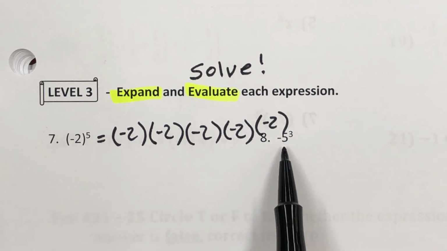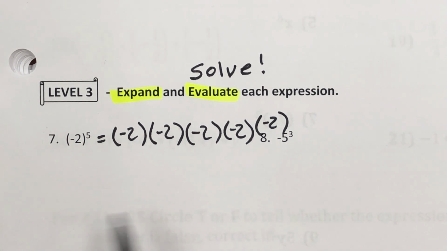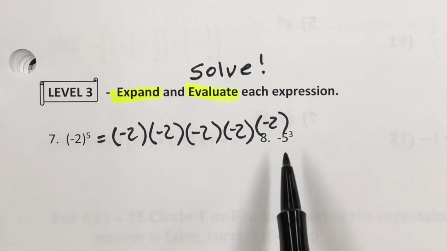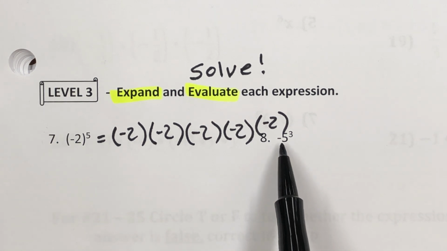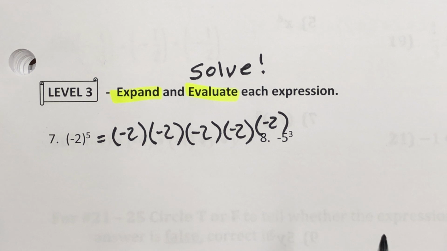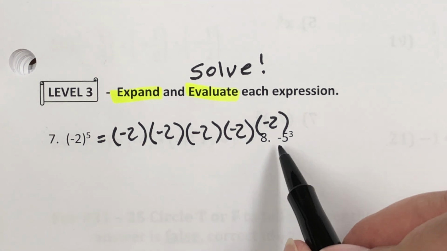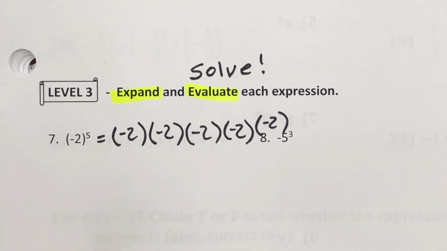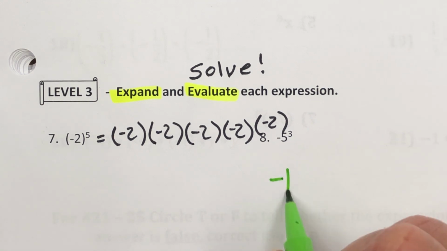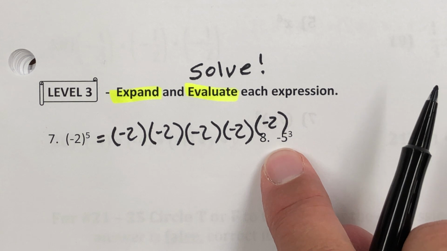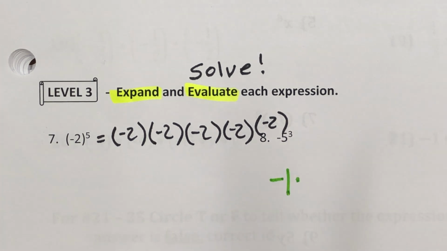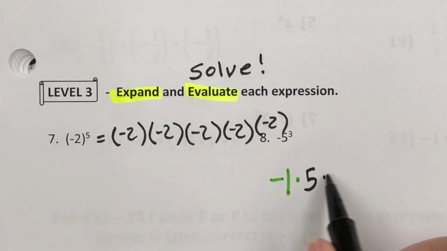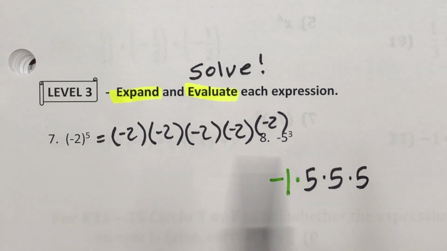Oh, I made this almost impossible to read. Look at me making a mess, and I had all this space. Well, now I have -1 times 5 to the 3rd power. The negative without parentheses is -1 times the base 5 used as a factor 3 times. So 5 times 5 times 5.